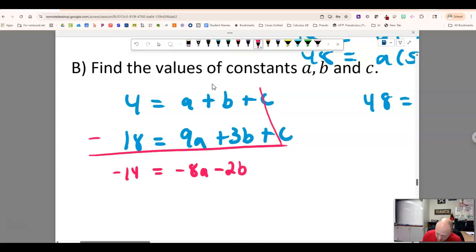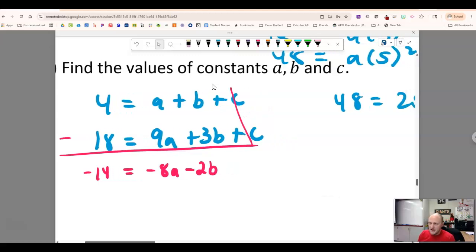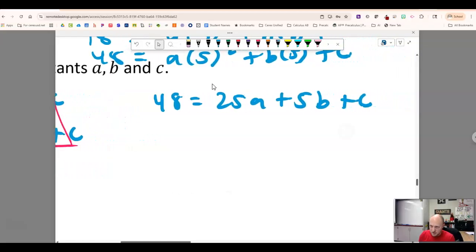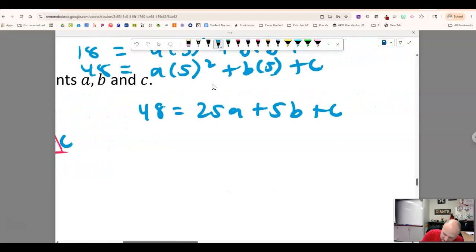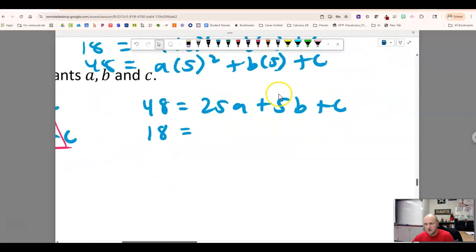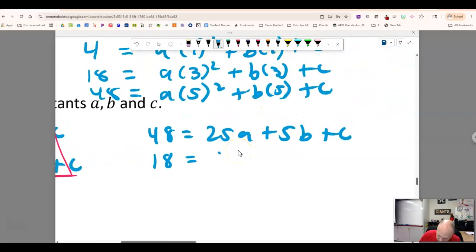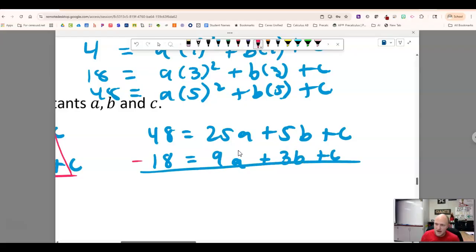minus 2B. Okay, so there's one equation, and then I'm going to go back and write down my second equation again. So my third equation and my second equation. First I used the first and second. Now I'm going to use the third and then the second again. So 9A plus 3B plus C, and I'm going to do the same thing. I am going to subtract and eliminate C. And so what I get here is 30 is equal to 16A plus 2B.